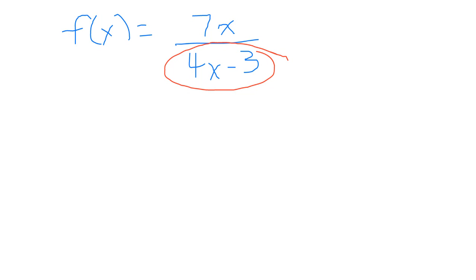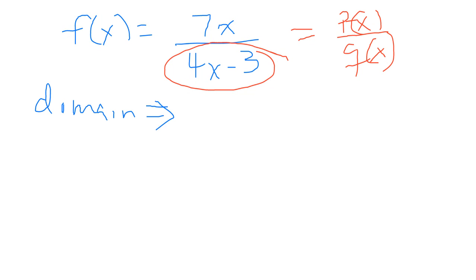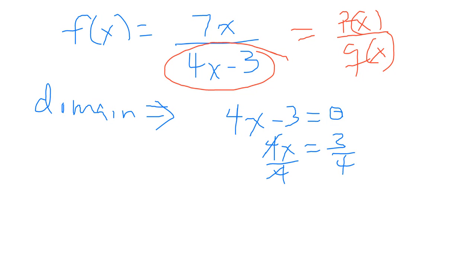Now the domain here, remember, we have p of x over q of x. For the domain, 4x minus 3 equals 0. Now if we solve for this, we have 4x equals 3. You divide by 4, you divide by 4. So x equals 3 over 4.